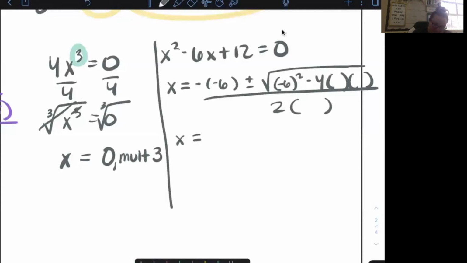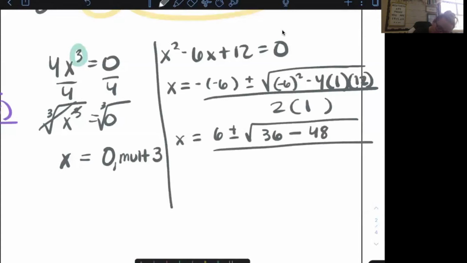Sorry, I just spaced out for a second. A is 1, C is 12. There we go. So we're going to have positive 6 plus or minus the square root of 36 minus 48, all over 2. We're going to have 6 plus or minus the square root of negative 12, over 2.